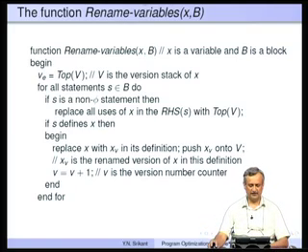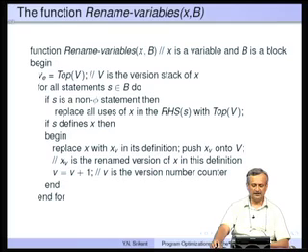So, function rename variables. Here, the top of version stack to begin with will be empty. This will act as the bottom of stack marker: if the version stack V is empty and this is reached, we are going to stop. Otherwise, somewhere in the middle, this will be the most current version that we want to use. So, for all statements S in B do.